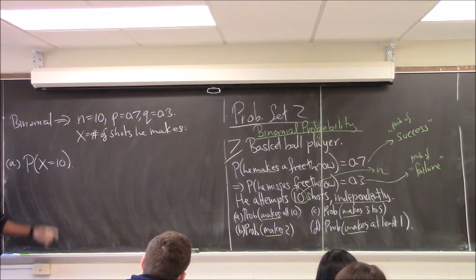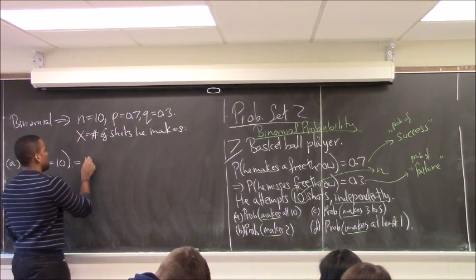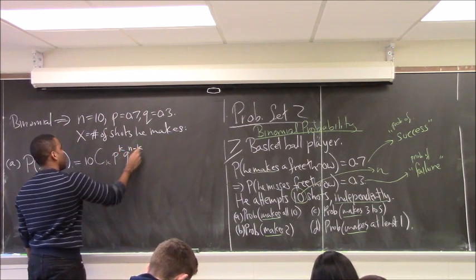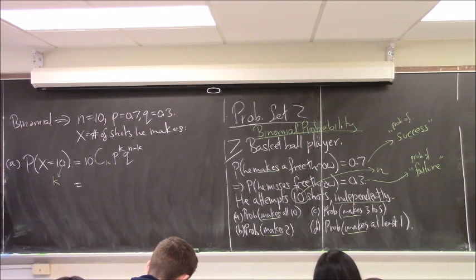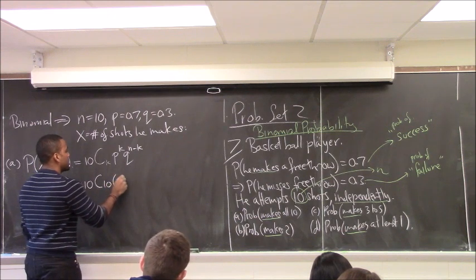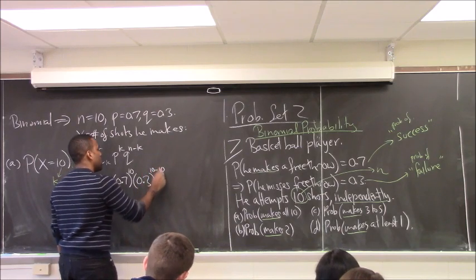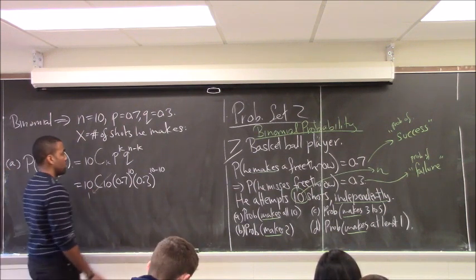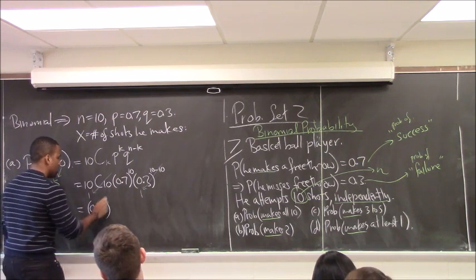Once I know that, I also know what formula would apply here. So this is going to be n choose k, p to the k, q to the n minus k, where here, k is the number of successes I want. So it means the probability of that occurring is going to be 10 choose 10, 0.7 to the 10, 0.3 to the 10 minus 10. 10 choose 10 is actually 1. 0.3 to the 0 is actually 1. Notice that this is equal to 0.7 to the 10.